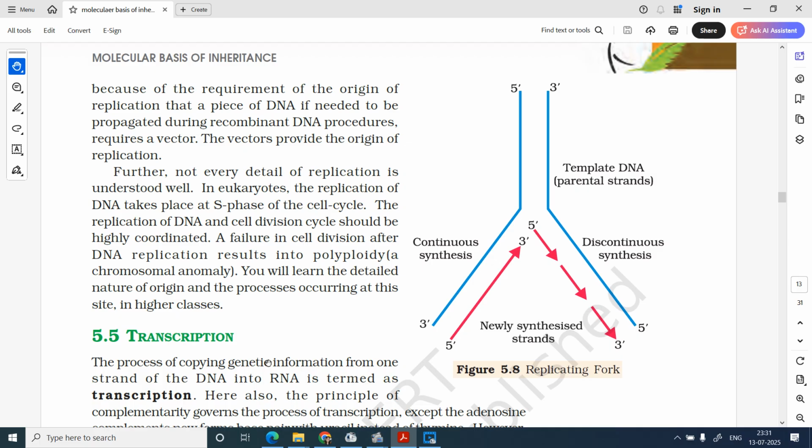In eukaryotes, the replication of DNA takes place in the S phase of the cell cycle. The replication of DNA and cell division cycles should be highly coordinated. A failure in cell division after DNA replication results in polyploidy, a chromosomal abnormality. You will learn the detailed nature of the origin and the processes occurring at this site in higher classes.